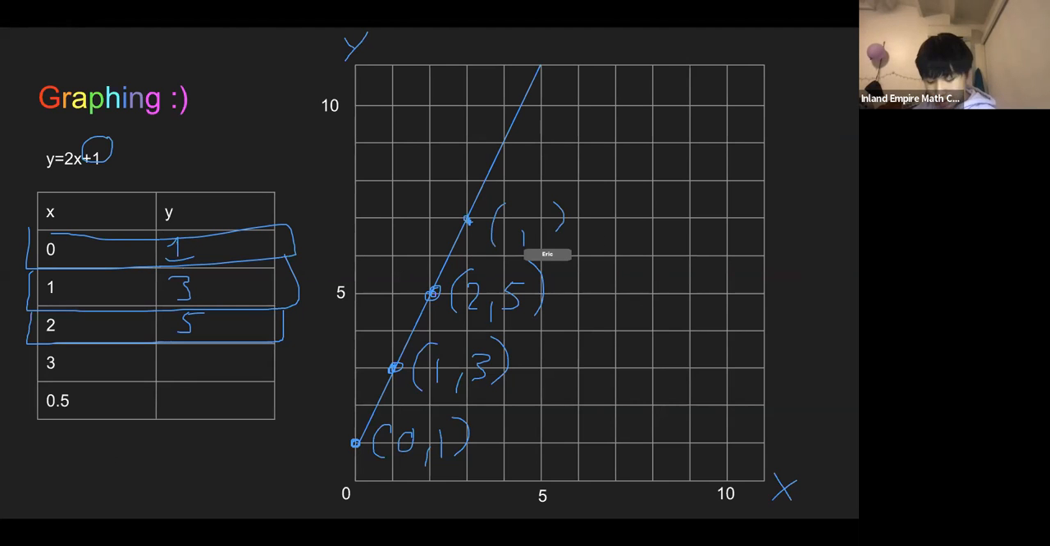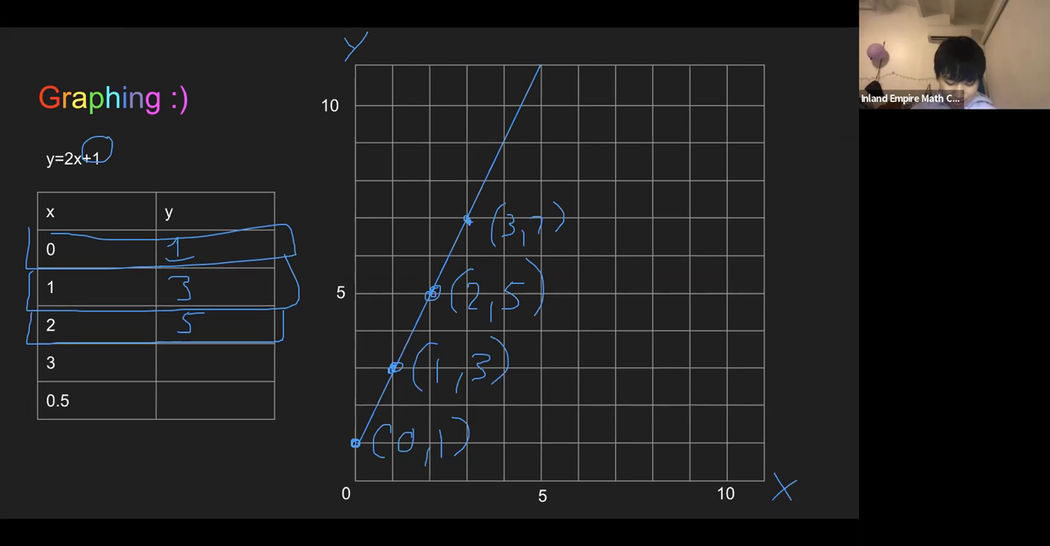What are its coordinates? Jasper says that it is 3, 7, which makes sense, right? So that is the coordinate of that point. This is relatively straightforward in terms of what we're doing. But since we know that this point is 3, 7, well, what is y when x equals 3?